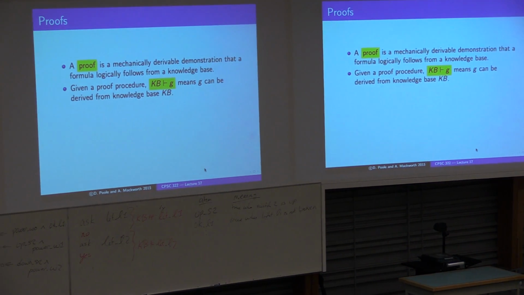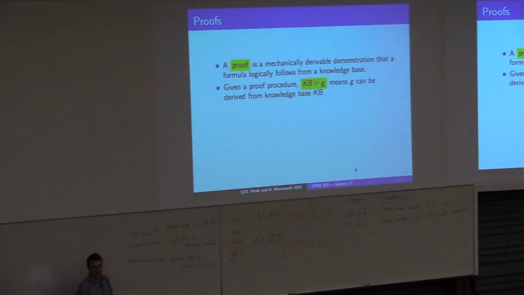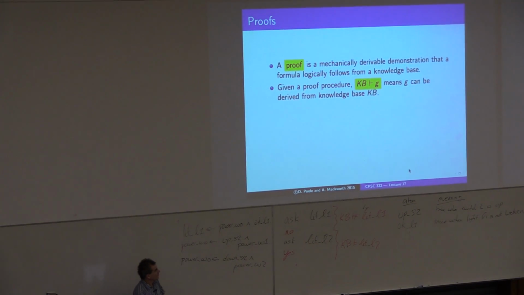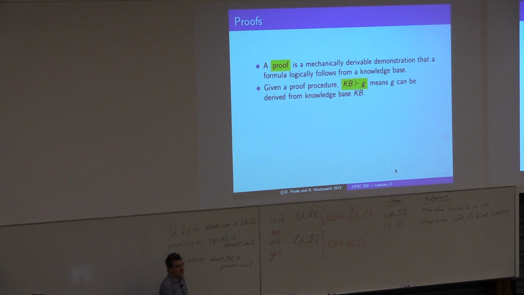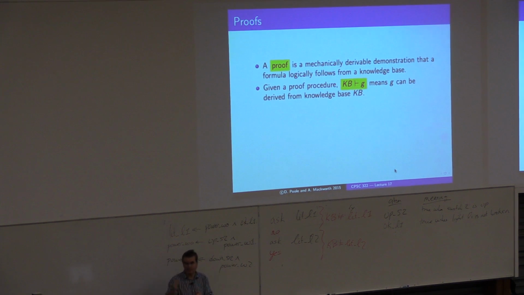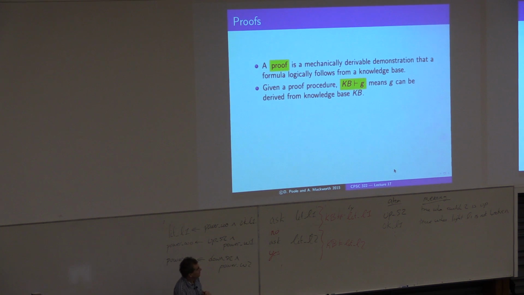A proof is going to be some mechanically derived demonstration that a formula logically follows from a knowledge base. We're going to have proofs of things, and we're going to make mechanically derived proofs. We're going to have very simple proof procedures. And we're going to use this funny symbol to mean KB can derive G, it means you can prove G from this knowledge base.